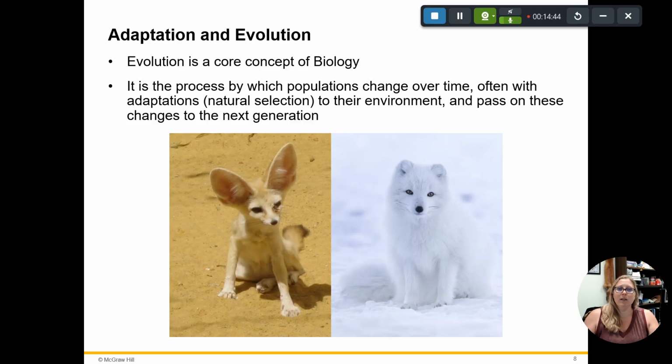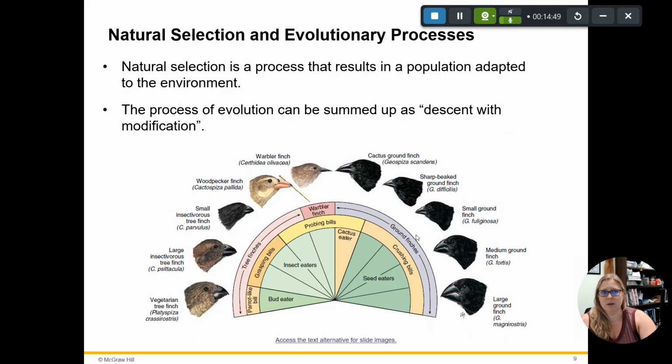Okay, this is something that's going to come up over and over again because when we're looking at organisms, natural selection and evolutionary processes explain to us how and why organisms are living in the environment that they're in, how they're adapted, how they've gotten to where they are, how they are able to reproduce and make offspring, and how they are able to survive in the changing world that they live in. So when we talk about things, we're going to talk about different evolutionary processes.